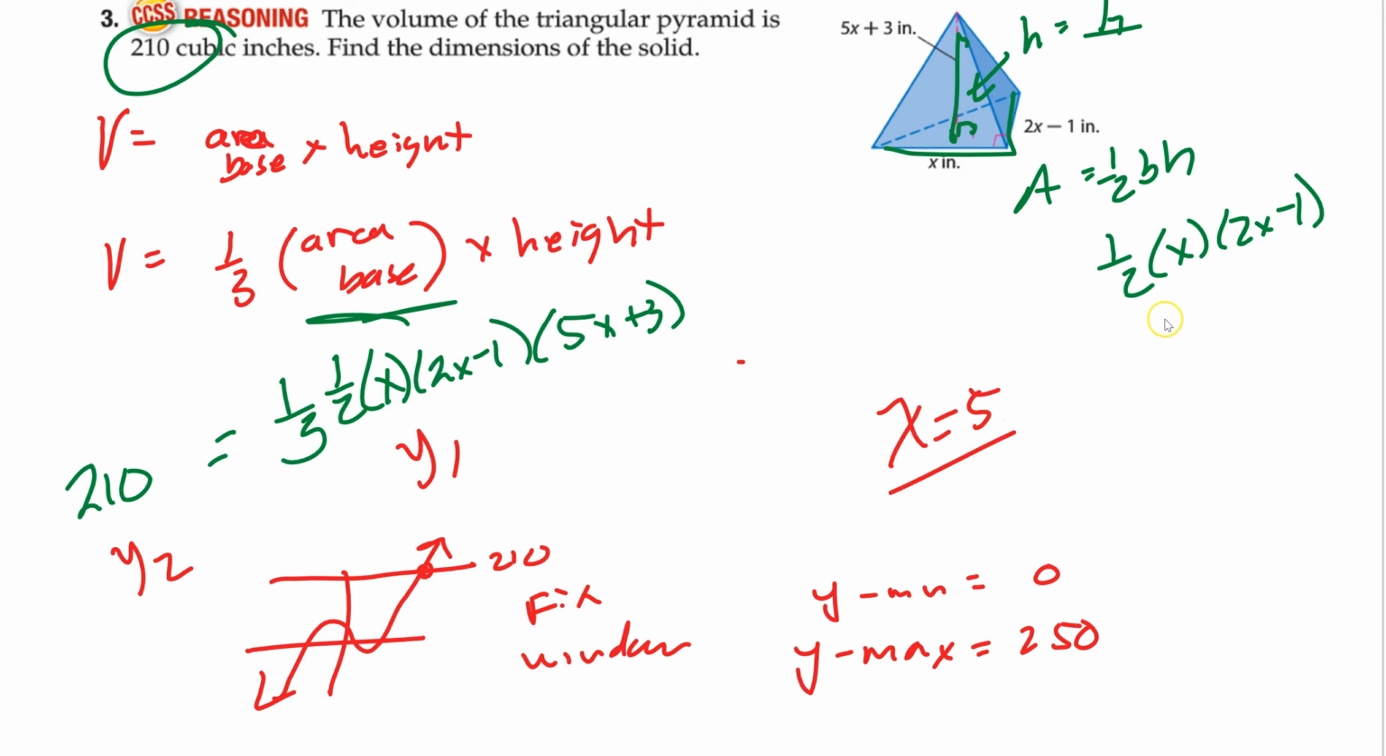And actually the question is what are the dimensions? So the base would be 5. Then 5 times 2 minus 1, so it's 9. And then 5 times 5 is 25, plus 3 is 28. So those are the dimensions. So anyway, that's the lesson.